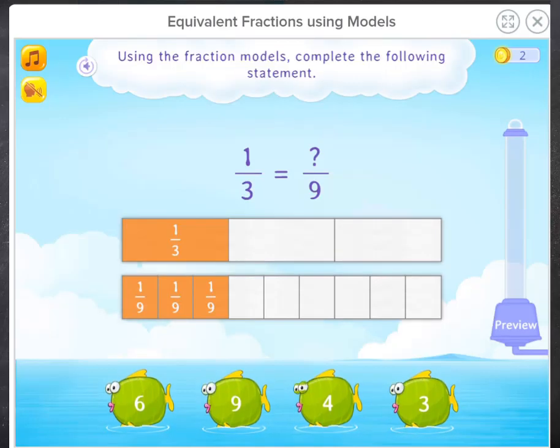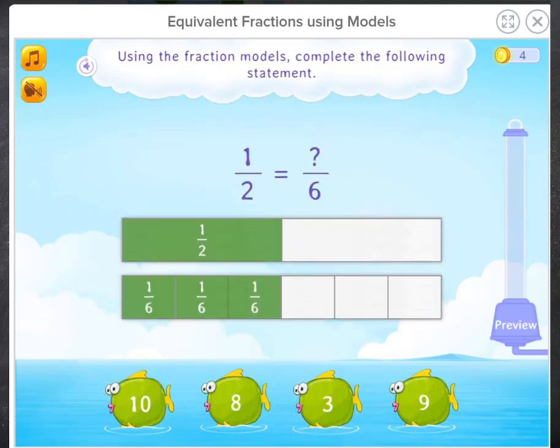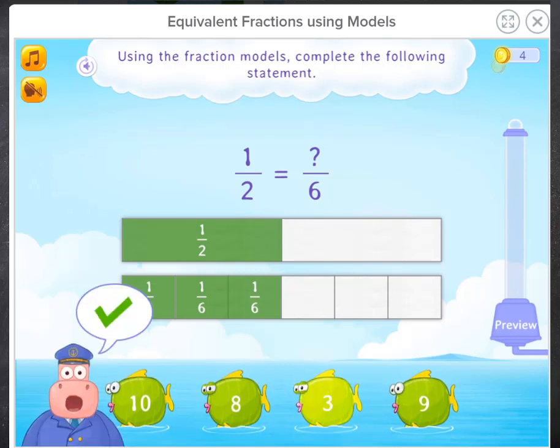Here. What is the equivalent fraction? 1/3 is the same as, counting 1, 2, 3, 3/9. So let me write the number 3. Let's continue. If I have 1/2, I need to know the equivalent fraction in tenths. In this case, 1, 2, 3, 4, 5. Let's click on 5. Let's try 1/2, the equivalent fraction in a unit that's divided in 6 parts. 1, 2, 3. In this case, it is 3/6.